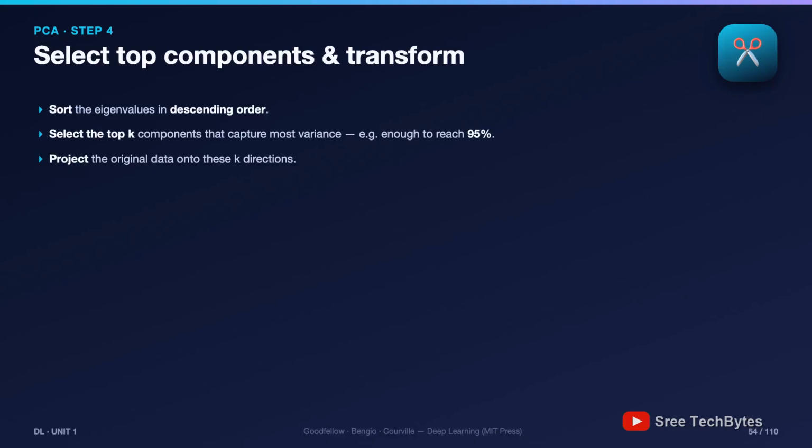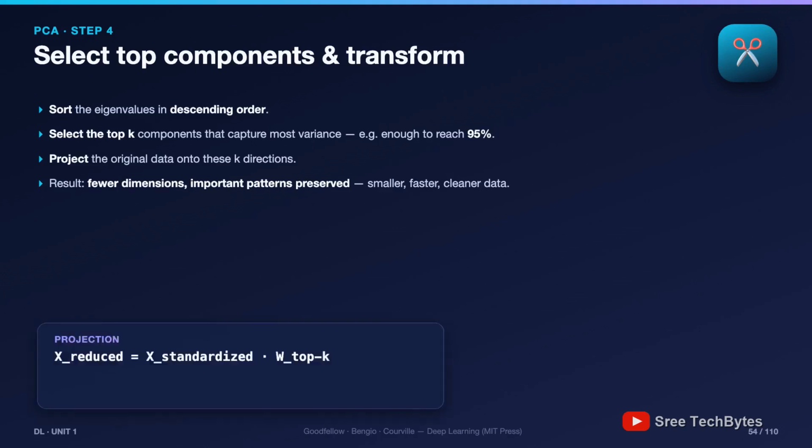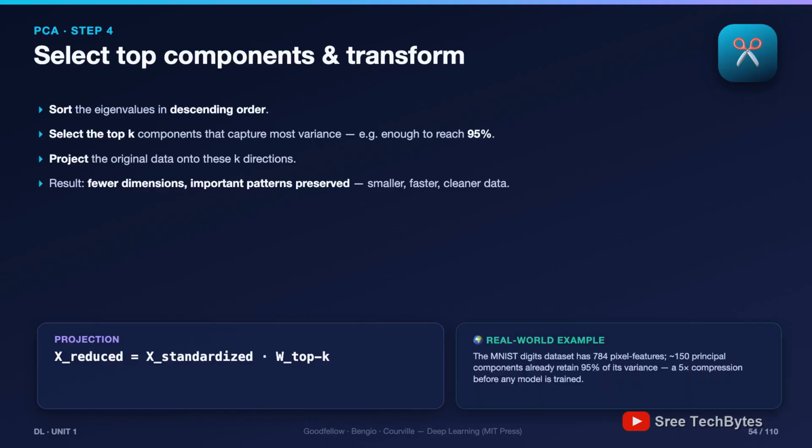A real number to hold on to. The classic MNIST handwritten digits dataset has 784 pixel features. Around 150 principal components retain 95% of its variance. That's a 5x compression before any model even starts training. And what about the 5% we threw away? Mostly noise. That's why PCA often makes downstream models more accurate, not less. You're feeding them signal minus the static.